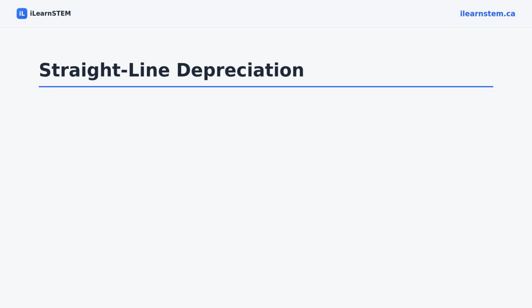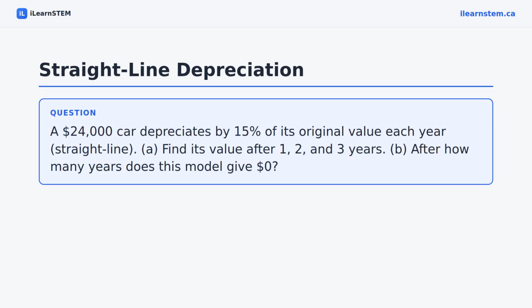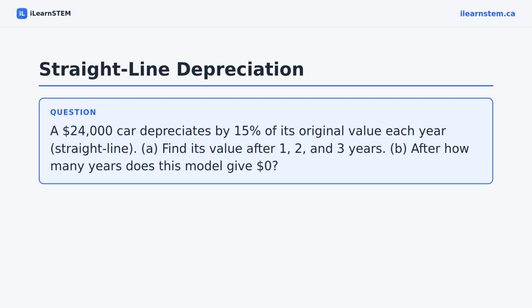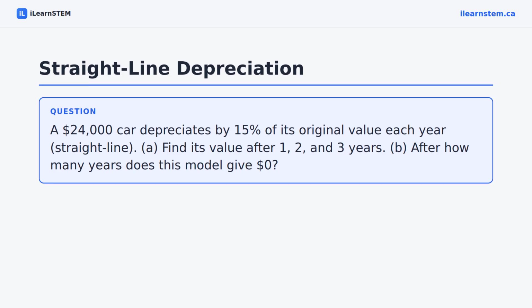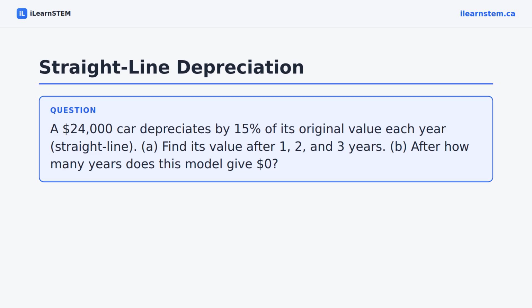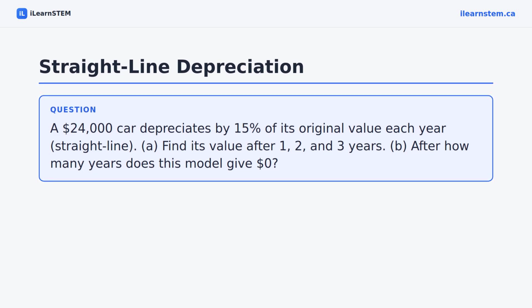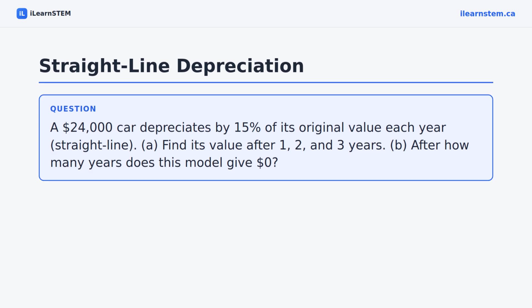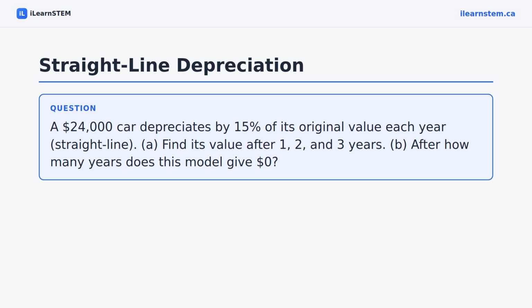We'll practice straight line depreciation. Here's the problem. A $24,000 car depreciates by 15% of its original value each year using straight line depreciation. Part A. Find its value after 1, 2, and 3 years. Part B. After how many years does this model give zero?